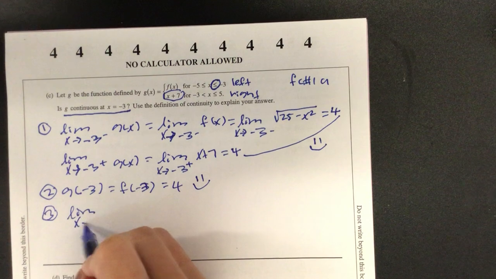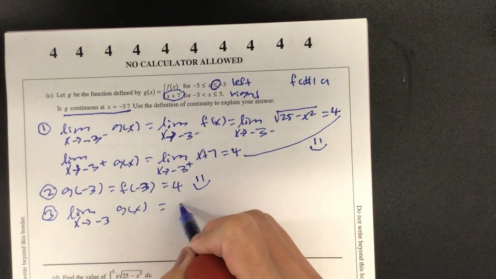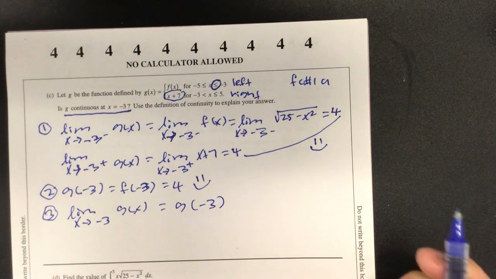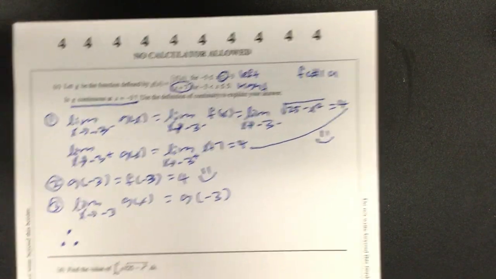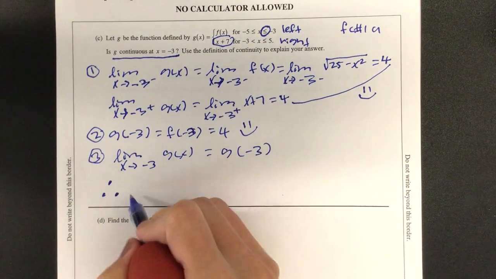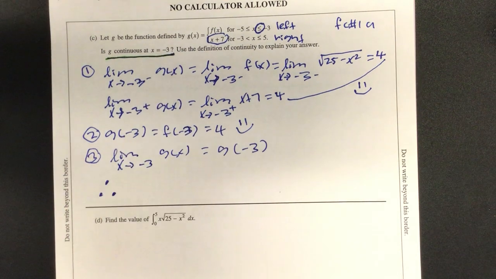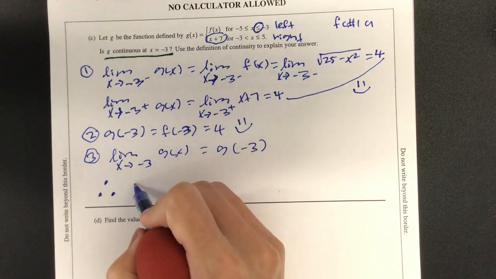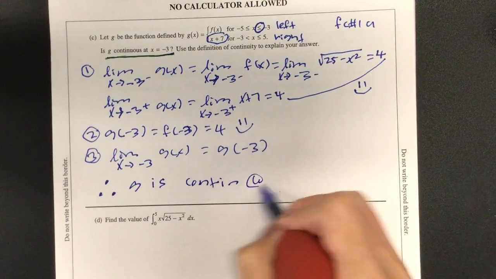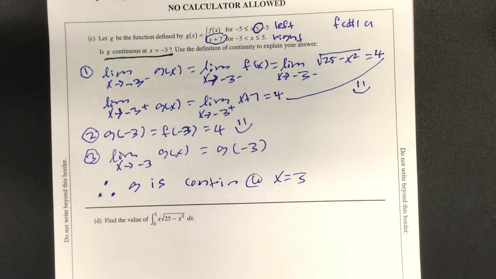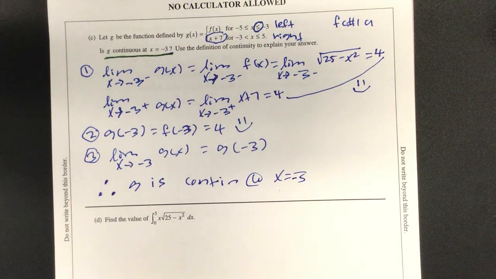We have the limit as x approaches negative 3 in general of g of x is the same as g of negative 3. So therefore, and they want this, you don't have to use the dot, dot, dot. You can use the word therefore. And we're going to use this phrase right here: g is continuous at x equals negative 3. The reasoning is everything above that you have reasoned.